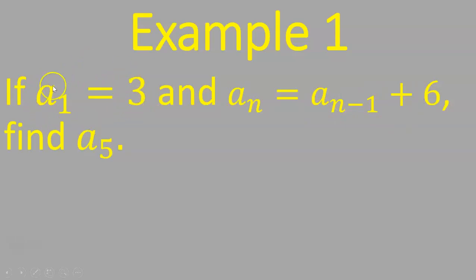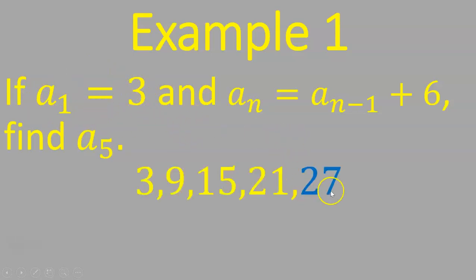So if we know that a sub 1 is 3, and recursive a lot of times doesn't care what a sub 1 is, but if we're given that, then the fifth term would be just simply adding 6 repeatedly until we reach the fifth term. So 3 plus 6 plus 6 plus 6 plus 6. Now, if you wanted to know a sub 50, and you were given the recursive, you would want to build the explicit to get there. You wouldn't want to use the recursive to go a long distance through a sequence.